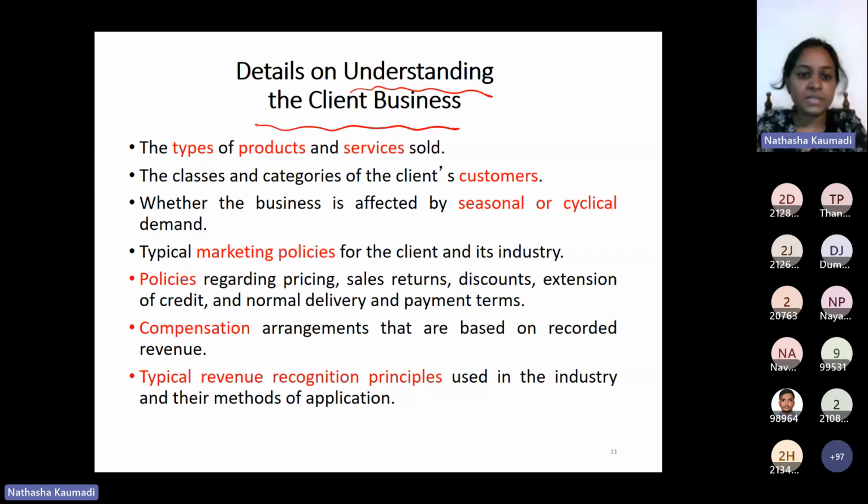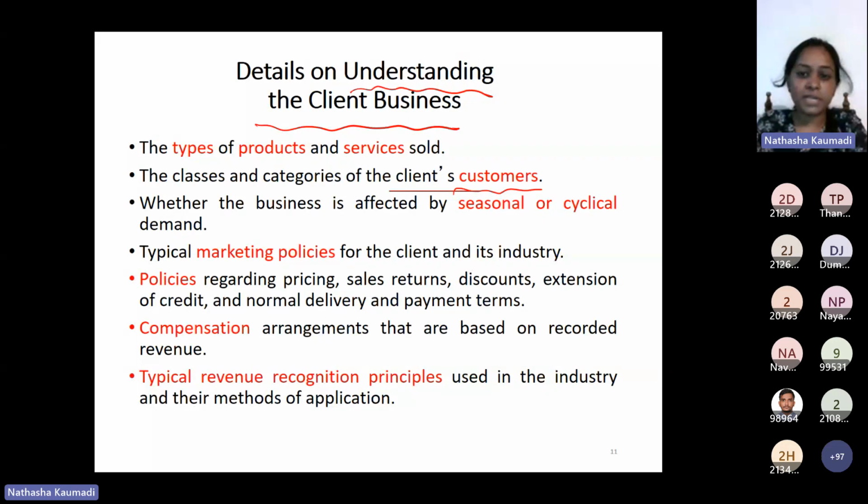And then the classes and categories of the client's customers. What are the customers? Are there cash customers? Are there credit customers? Some organizations are doing transactions only on a credit basis, no cash transactions. Some are only cash transactions, no credit balances. Likewise, you need to understand the customers. There can be local customers, there can be foreign customers, so you need to have a good understanding of that.